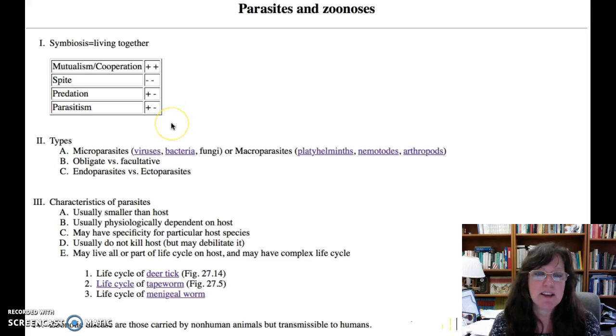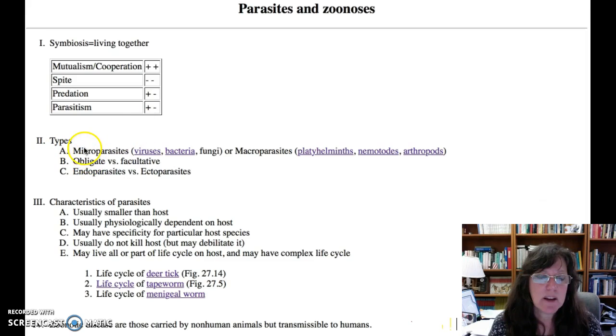But there are other cases that aren't quite so dramatic, and we call these parasitism. So this is a situation where one individual benefits, the other pays some sort of a cost, but it's generally not a lethal cost. It's just a matter of a slight decrease in its health, maybe a slightly higher probability of it dying early or not reproducing as much.